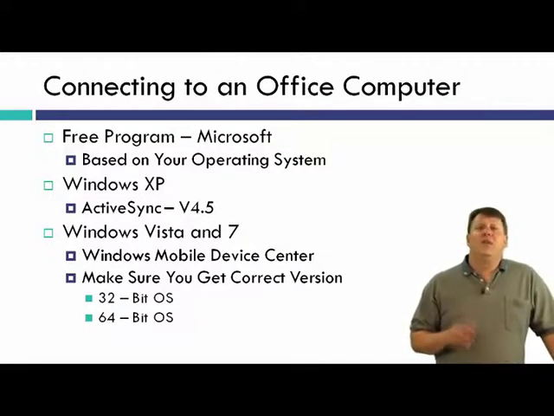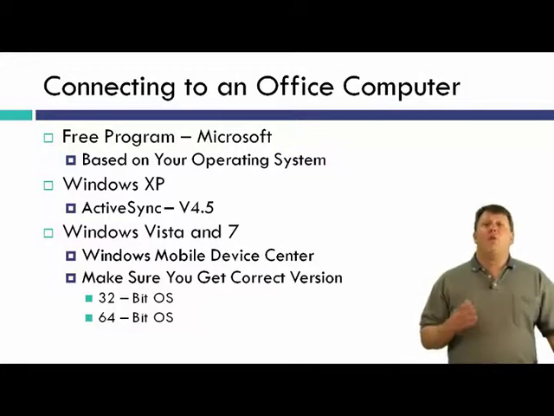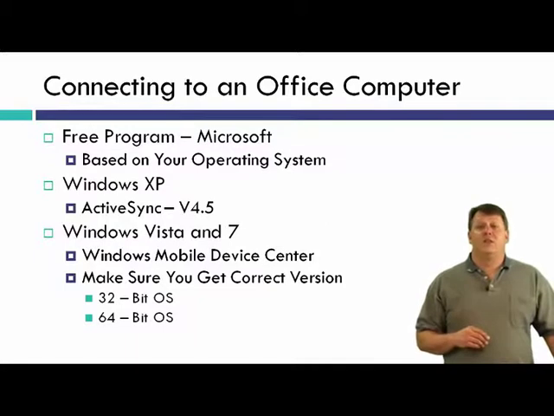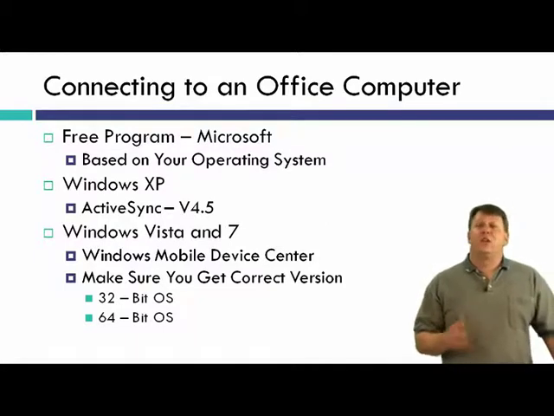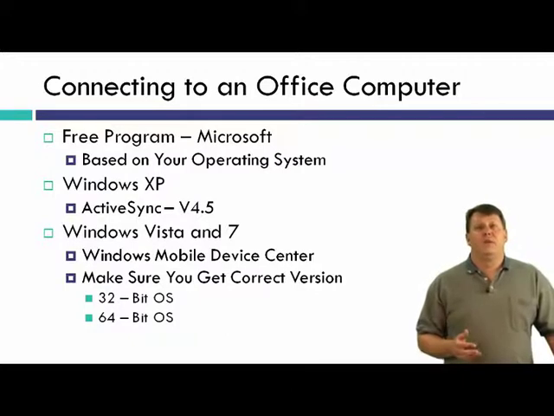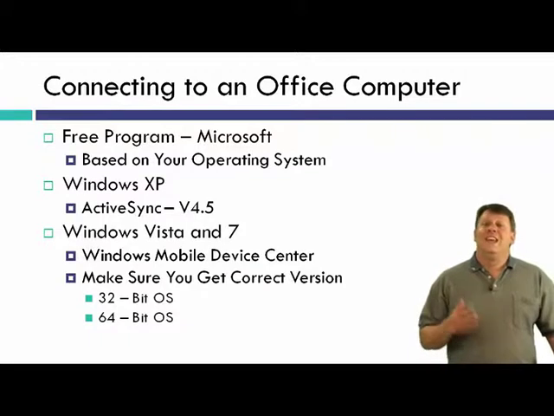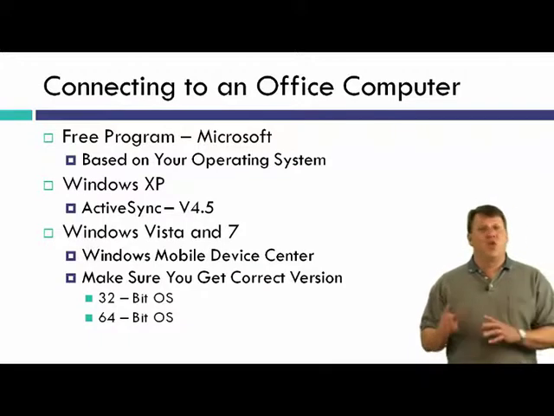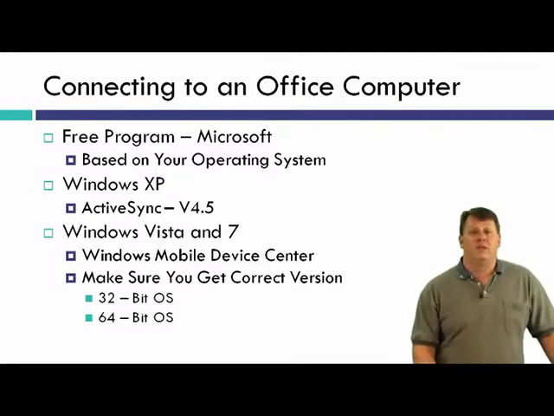To successfully connect our receiver to our computer, we're going to need a free program from Microsoft. This free program we need is based on the operating system of our computer. If you have a Windows XP and earlier operating system, then we're going to need a program called ActiveSync. The version of ActiveSync that we're going to need is version 4.5 or later. If you have Vista or Windows 7 as your operating system, the program we're going to need is called Windows Mobile Device Center. In addition, we need to make sure we get the correct version of Windows Mobile Device Center based on whether we have a 32-bit or a 64-bit operating system.